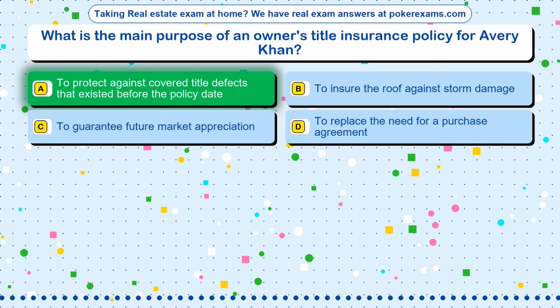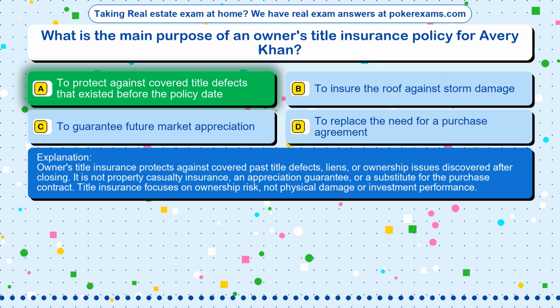The correct answer is option A, to protect against covered title defects that existed before the policy date. Owner's title insurance protects against covered past title defects, liens, or ownership issues discovered after closing. It is not property casualty insurance, an appreciation guarantee, or a substitute for the purchase contract. Title insurance focuses on ownership risk, not physical damage or investment performance.